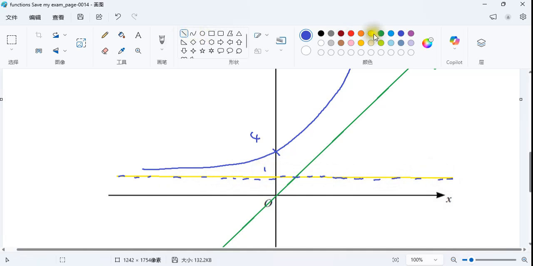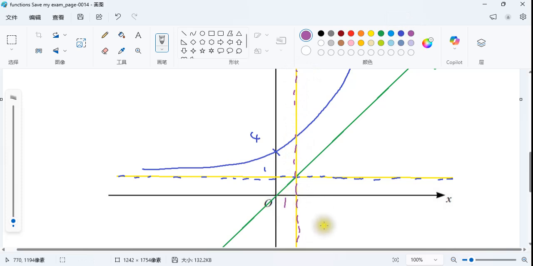Okay, then we have another vertical asymptote here. Then this one is 1 also. And then we have a function like this. Okay, so this is 4. So we have the (0, 4) here. Then we have the (4, 0) here. Okay, so this is the f inverse and this is the f.